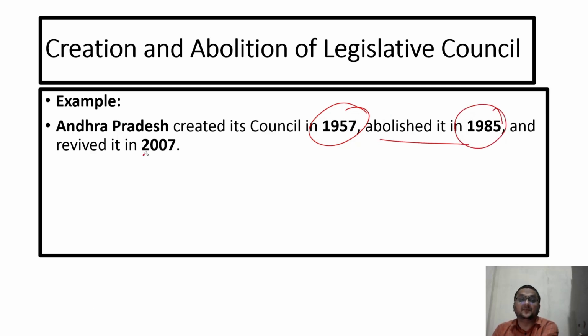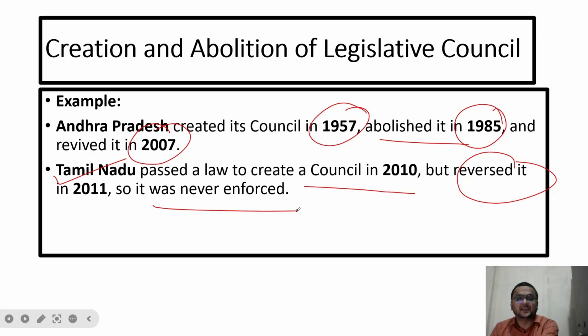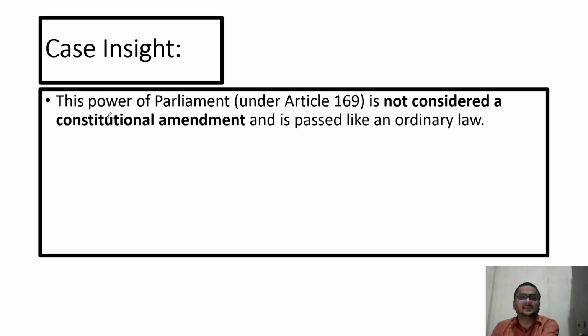Then again it revived in 2007. It means the state legislative assembly has the power to request to create or abolish the legislative council, and the state legislature are doing that. Next example is Tamil Nadu. Tamil Nadu passed a law to create a council in 2010 but reversed it in 2011, so it was never enforced in Tamil Nadu.